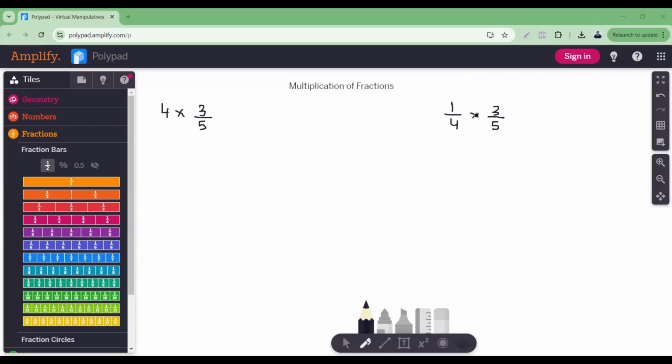Also, we're going to see a case where you multiply 3/5 with 1/4. How do we multiply? How can we visualize this multiplication, and can we come up with some technique, some trick, so that it can be done easily? All these things we are going to see in this video.